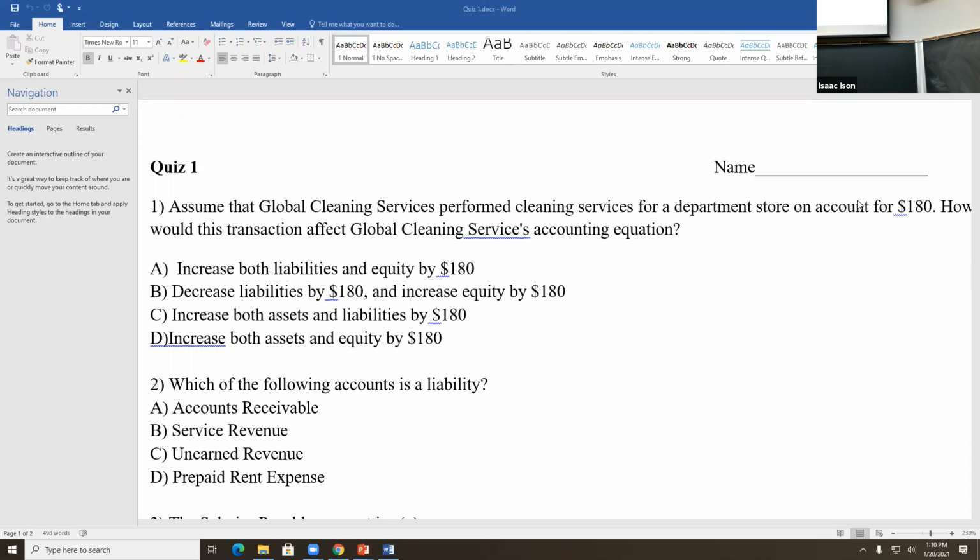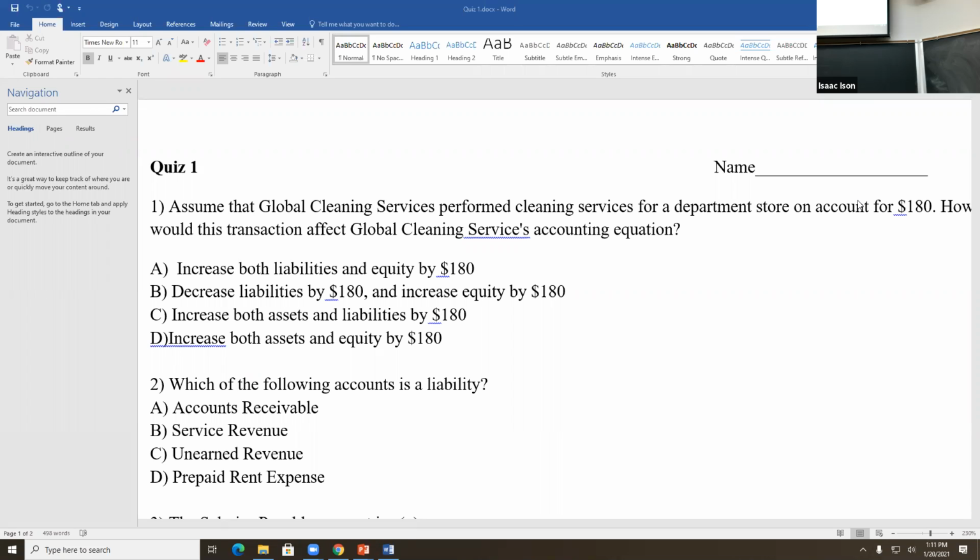And then what else is going to go up? Good. Because we bought it on account. All right. So we owe them that money. We need to pay them in the future. So A would be correct. Good. Okay. Awesome.